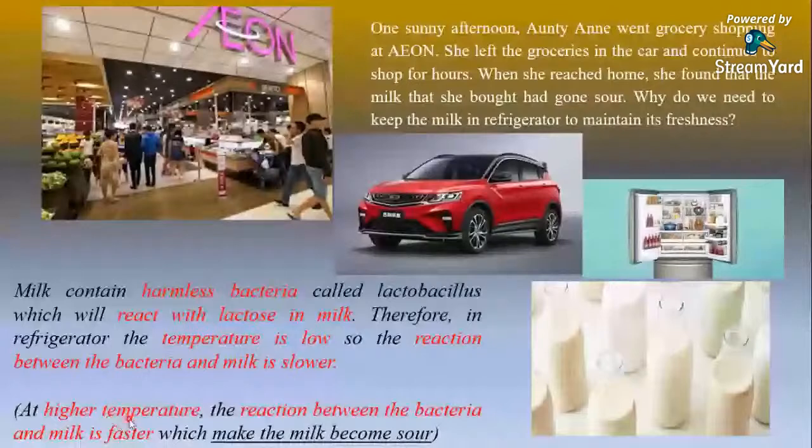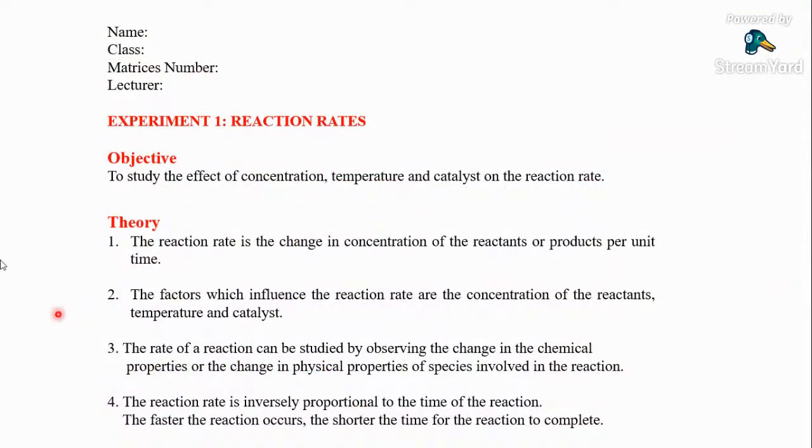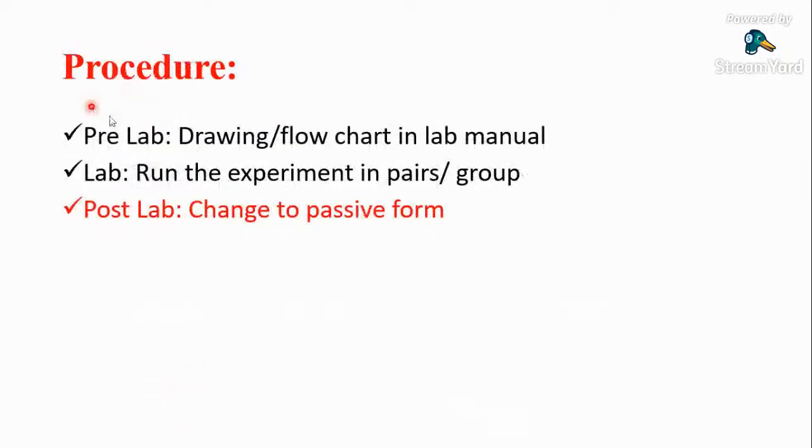So this is the set induction for today's lesson. Okay, now let's continue. As we discussed before, you have to write down your name, your class, matric number, and lecturer's name, Madam Kong. Then the title, objective, and the theory. Then for your lab report, you have to write down the procedure. So for this post-lab, you have to change all the procedure into passive form.